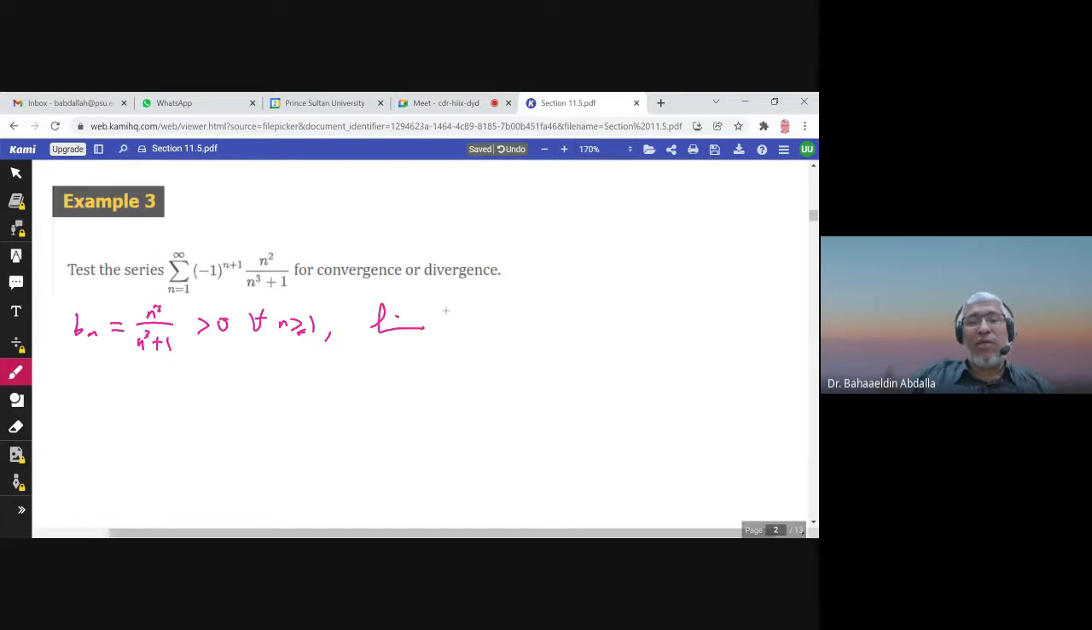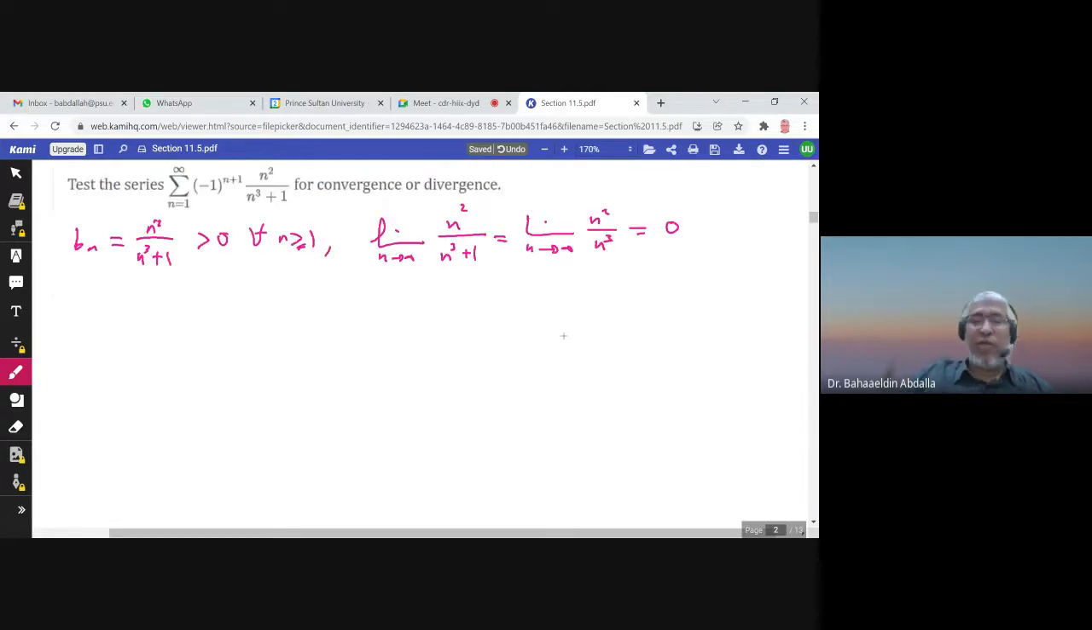Let us find the limit of Bn. When n approaches infinity, you take the highest powers, and this would be 1 over n. 1 over infinity is 0. So the limit of Bn is 0. Now, how to show that it is decreasing?